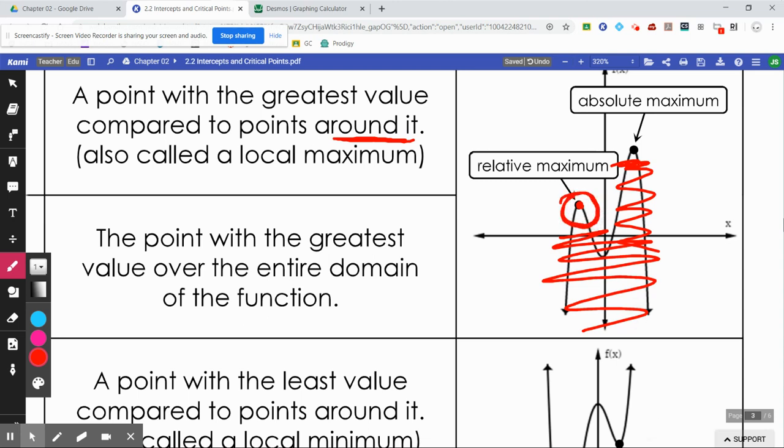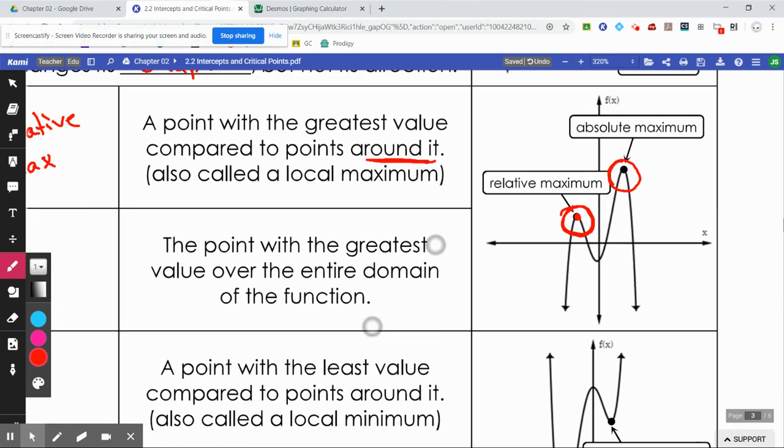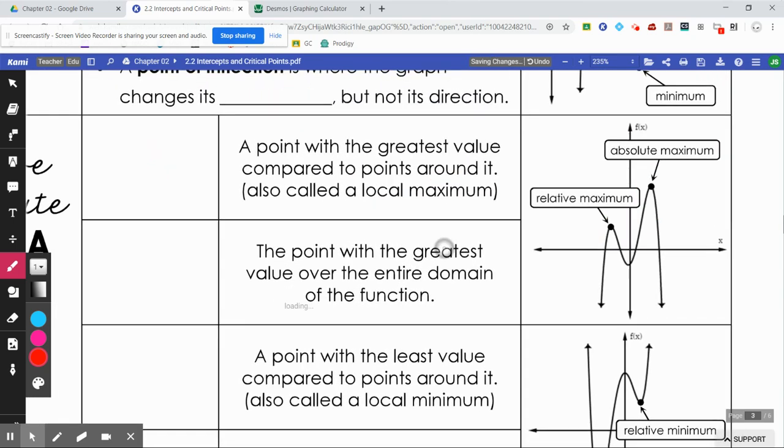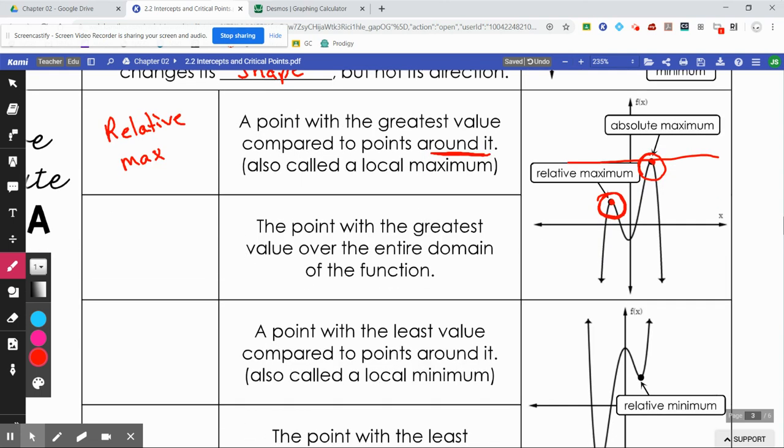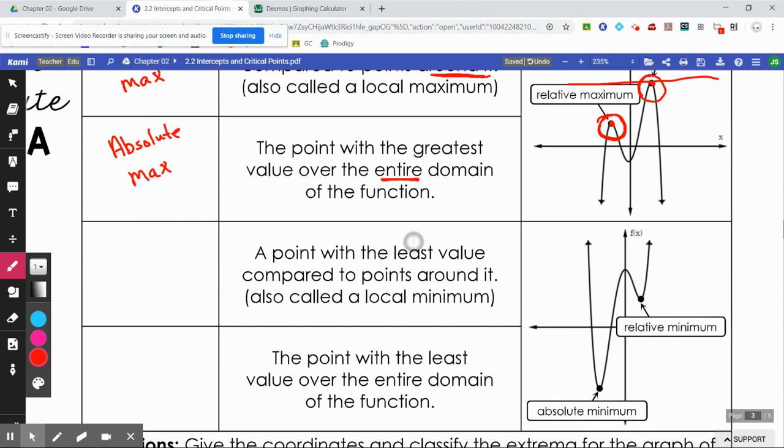But if you ignore the rest of the graph, pretty much what it means is it's the highest value just right around here. Okay, the same way that the other maximum here, well, this is the highest value right around in here. However, this other maximum, not only is it the highest point just in its area, but it's the highest point on the whole graph as well. So we call the point with the greatest value over the entire domain, over the whole graph, the absolute maximum as well. Not only is it a relative, but it's also an absolute maximum.